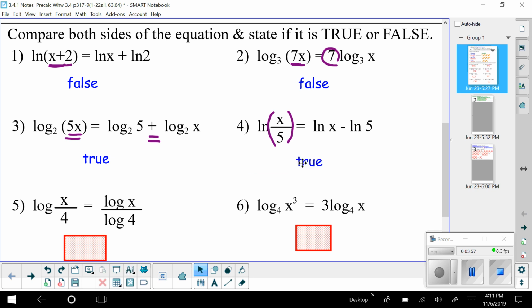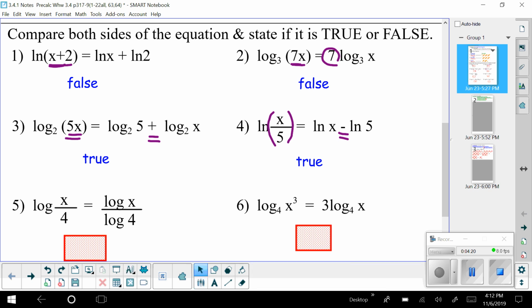This one's true. The division rule or the quotient rule says that we can take the natural log of x minus the natural log of 5. So when we have division, we can expand it with subtraction. So this one is true. Numerator went first, denominator went second.